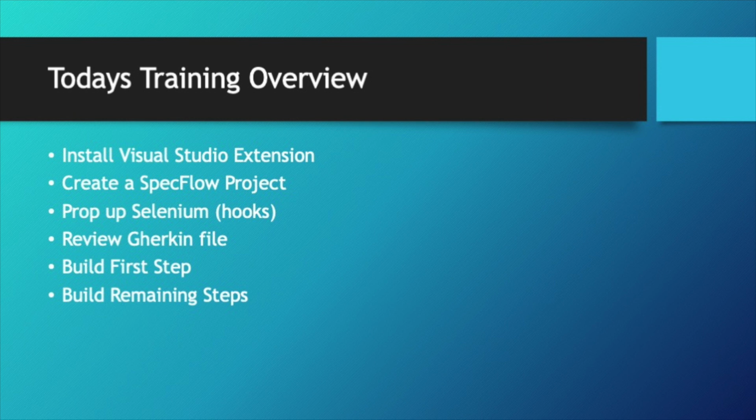And so after we create our SpecFlow project, we'll review a Gherkin file. It's going to be a simple Gherkin file. And then after we review that, we're going to build our first step. And then depending on where we go from there, after we build our first step and a page object that goes along with that, we may take a break, but if we're getting close to lunchtime, we might. Building the remaining steps is basically the assignment for today.